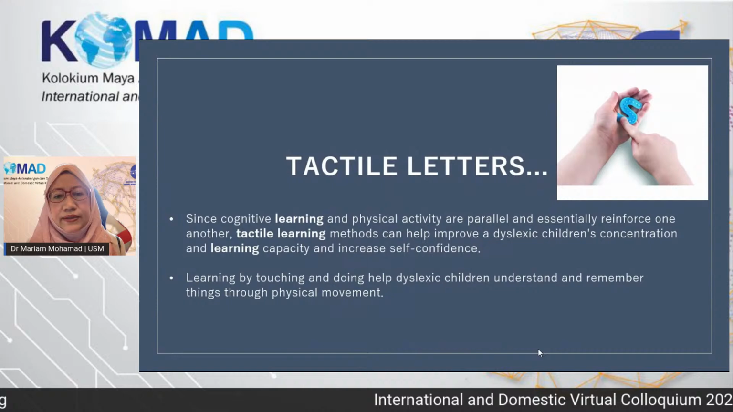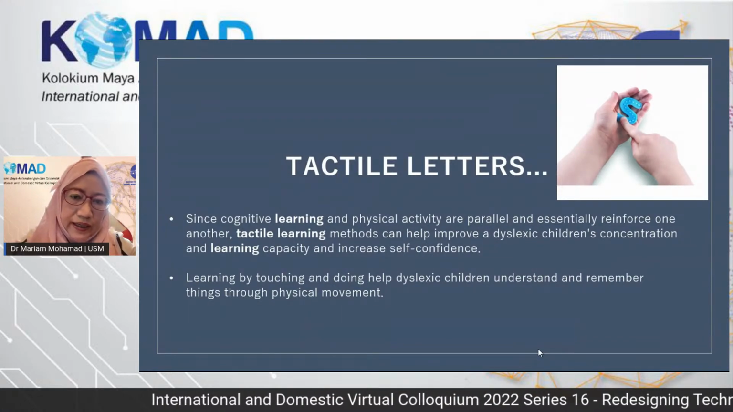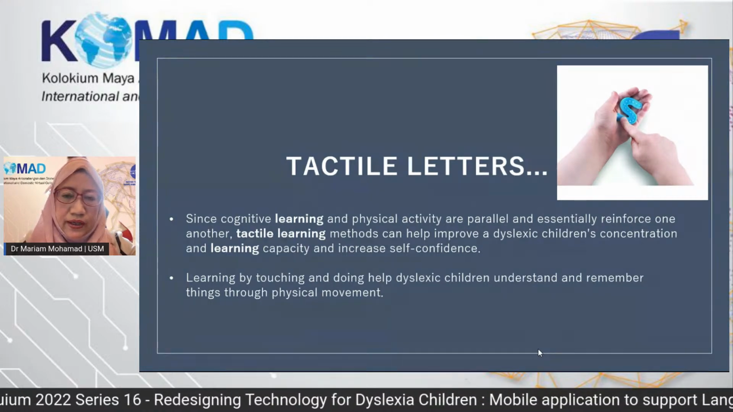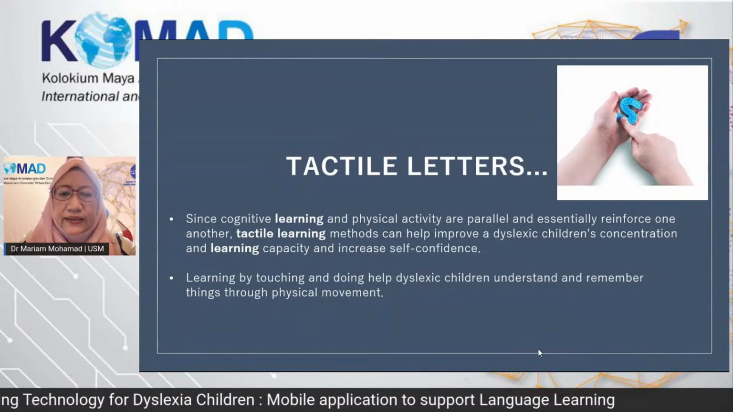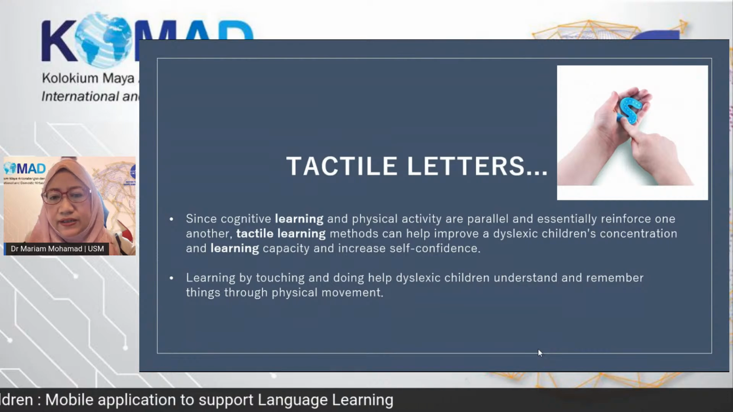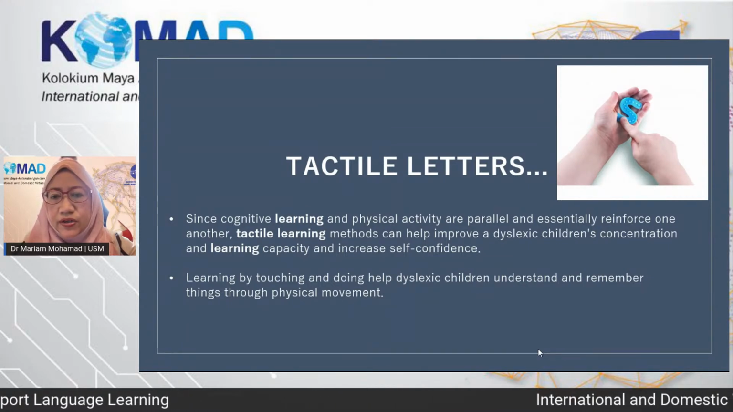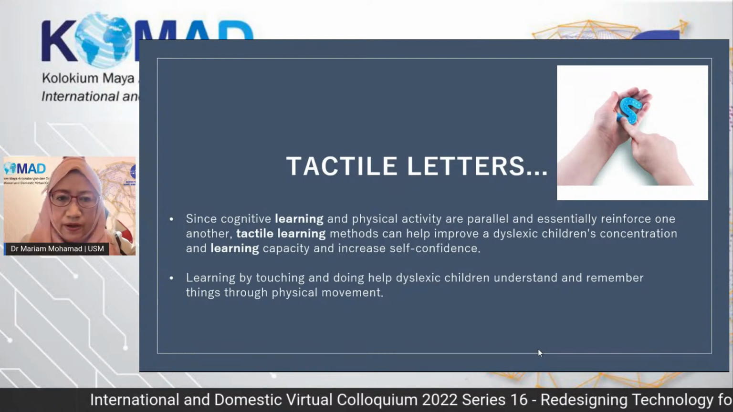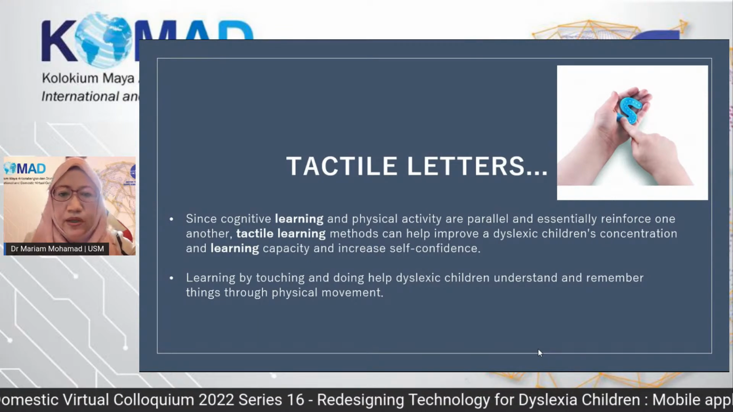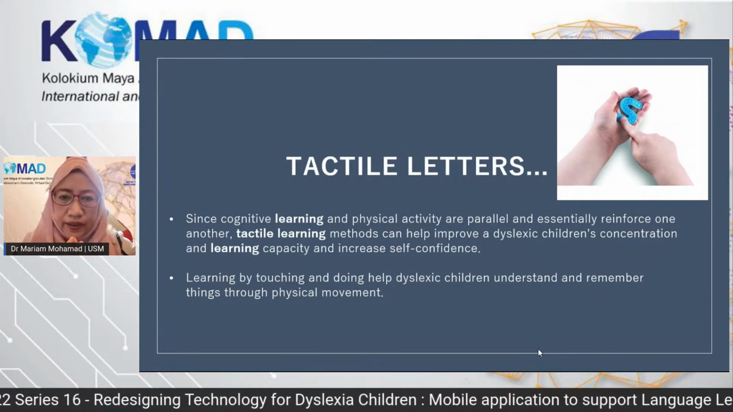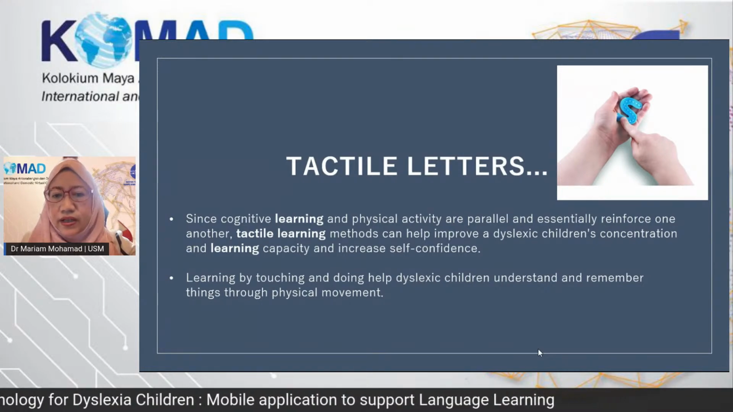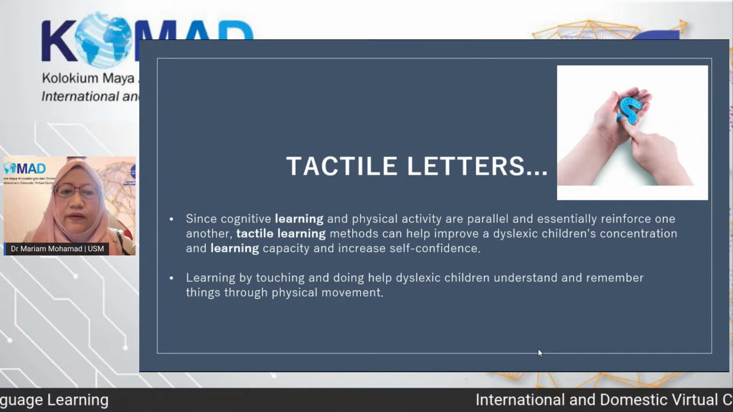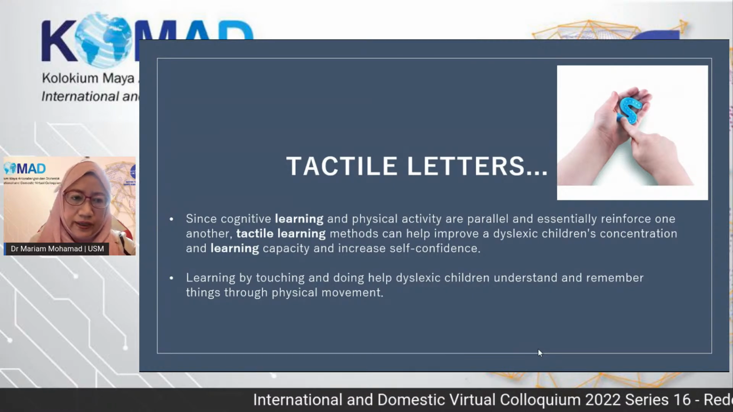Next. So the theoretical background of tactile letters, actually, it has been stated that cognitive learning and physical activities support each other. And tactile letters can help to improve the dyslexic children's concentration, because dyslexic children usually cannot concentrate more than a certain time. Maybe they have a short span of concentration. So using tactile letters can help them to improve their alphabet recognition, and also to increase their self-confidence. And it has also been stated that by touching and doing something related to the alphabet can help the children to recognize and then understand.